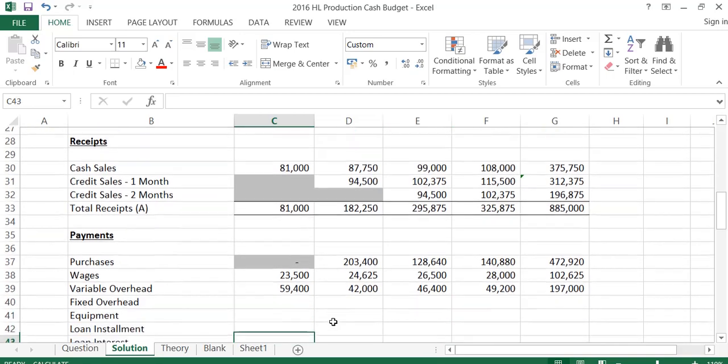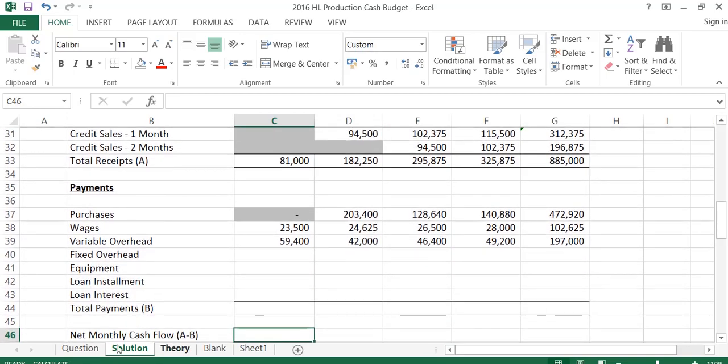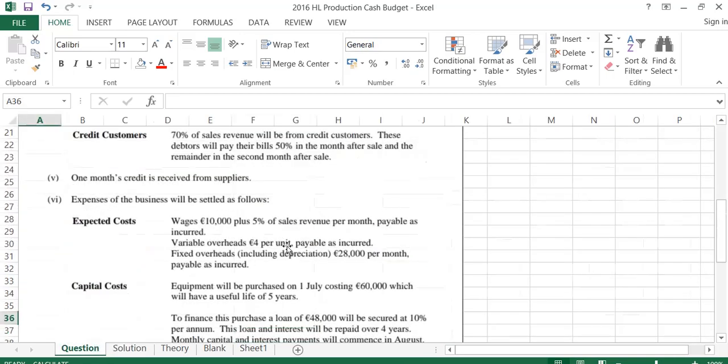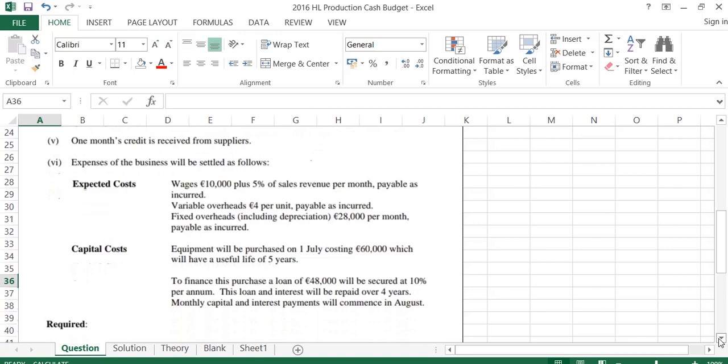Next, I have to calculate my fixed overhead. The fixed overhead, it says including depreciation, is 28,000 per month payable as incurred. Now the reason including depreciation is in brackets is because we have to take out depreciation because it's a non-cash item, so it shouldn't go in our cash budget.